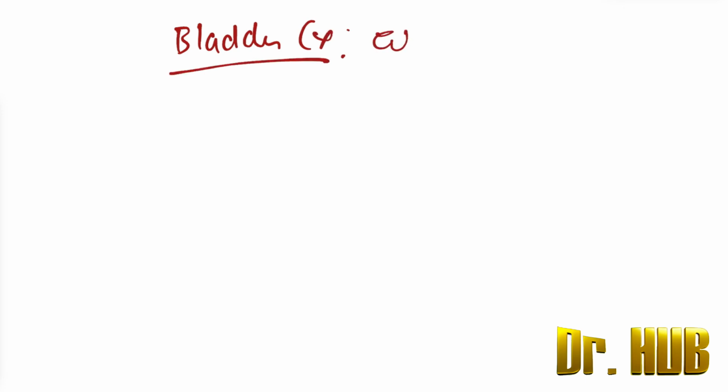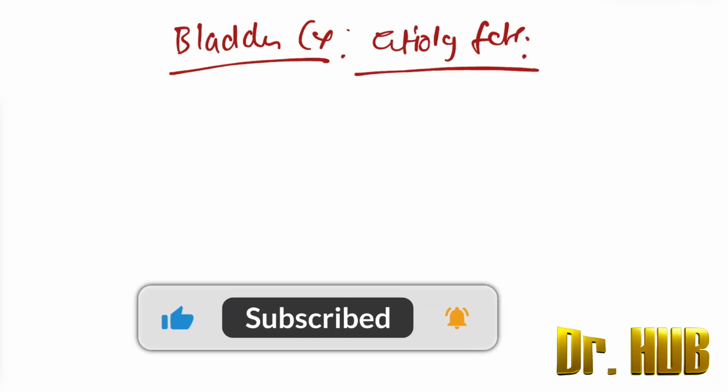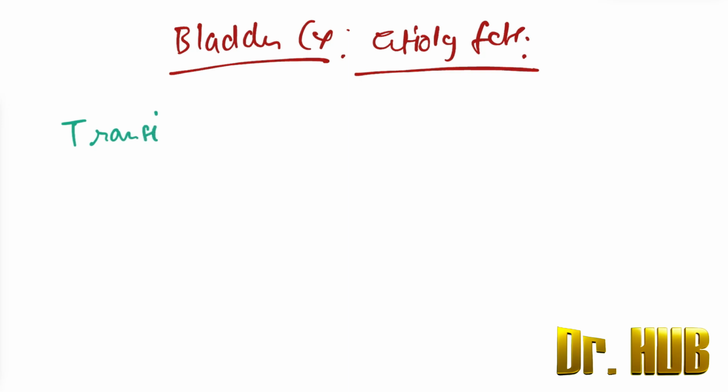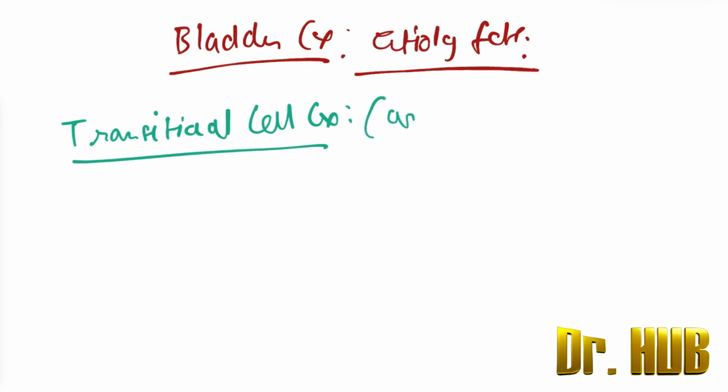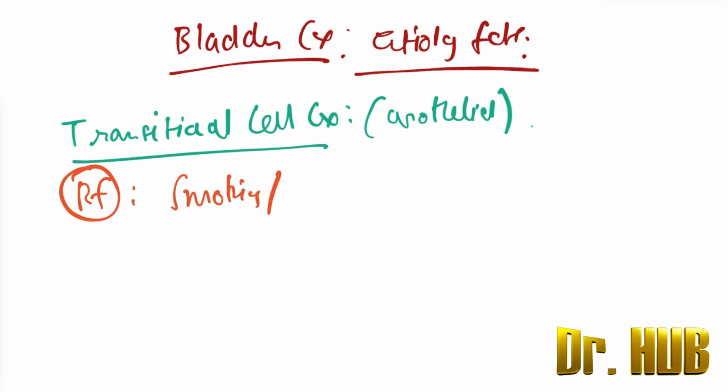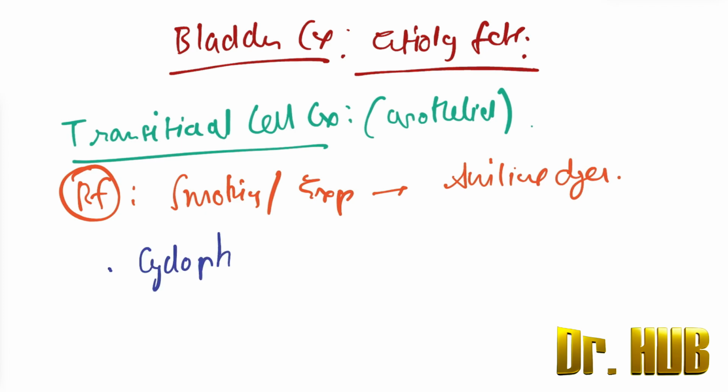And under the bladder carcinoma, we're looking at the etiological factors. To begin with, there is transitional cell carcinoma, which is nothing but urothelial carcinoma. So what are the risk factors in this case? The risk factors will be smoking. Next, there is also exposure to aniline dyes, cyclophosphamide, and also pelvic irradiation.